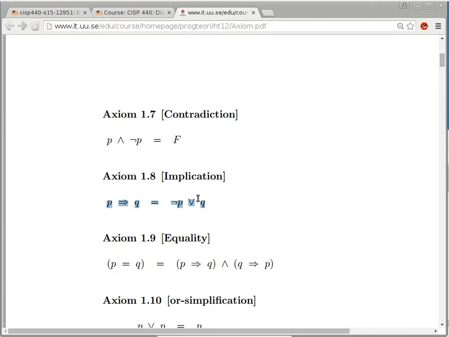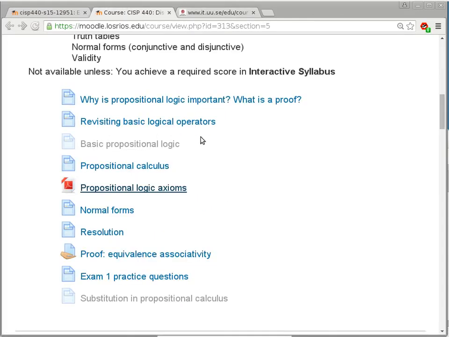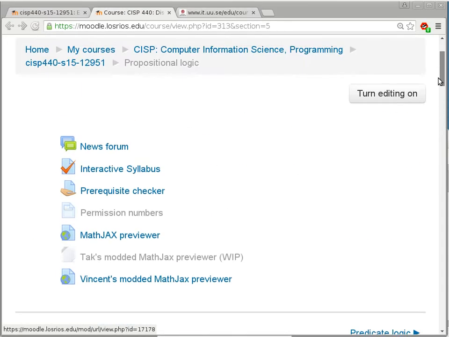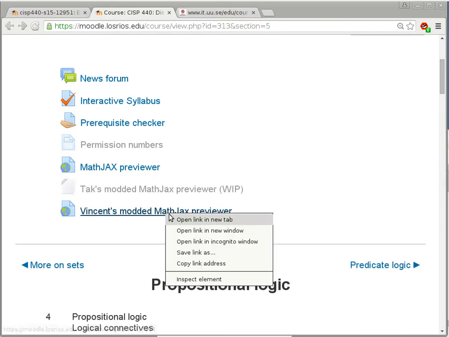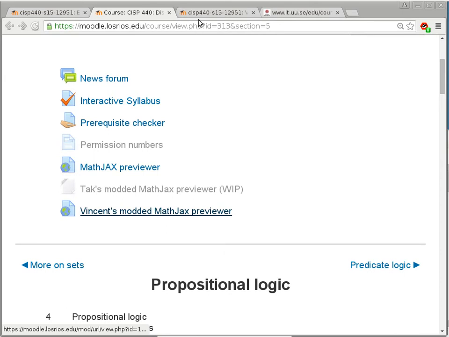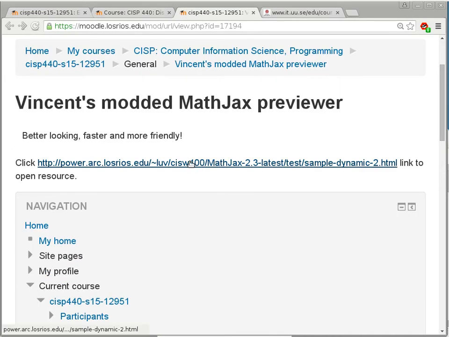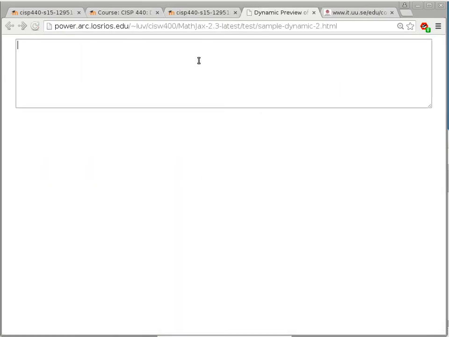So if you start with this one, P implies Q is the same thing as not P or Q using axiom 1.8. And this is also a good time to thank Vincent for his modded MathJax previewer, which is here. This is the whole previewer.